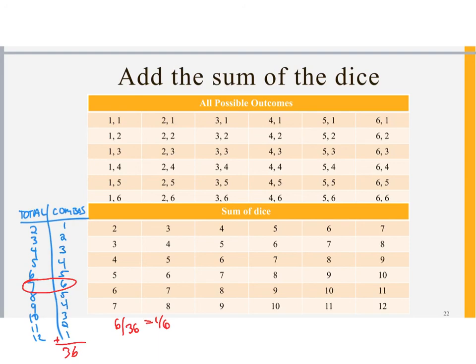The odds there are the best of any of the totals, but they're still pretty bad, because there's a 5 out of 6 chance that you are not going to roll a 7, even though the combination of rolling a total 7 is the most likely.